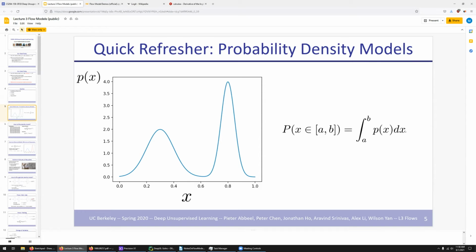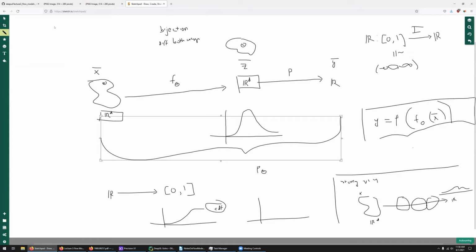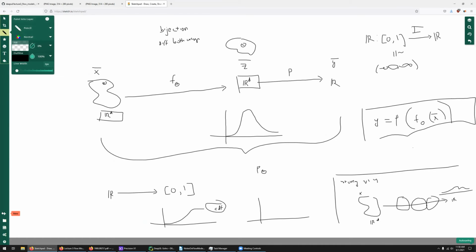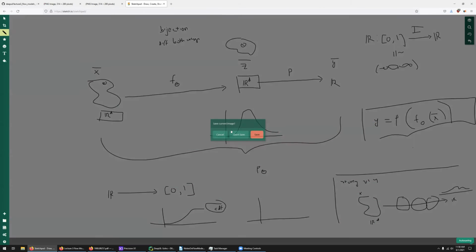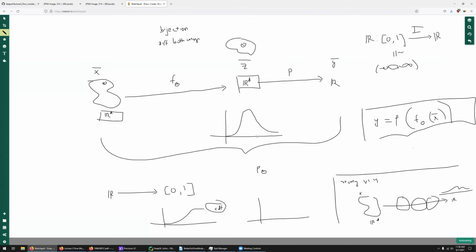Using this notation, so can I make a new page here? Okay, new page, create, save. That didn't work.